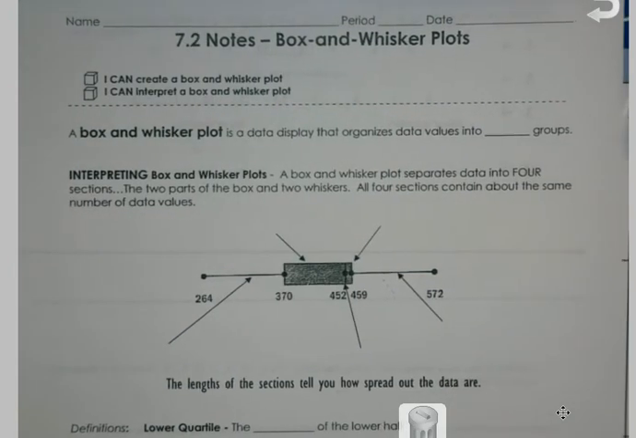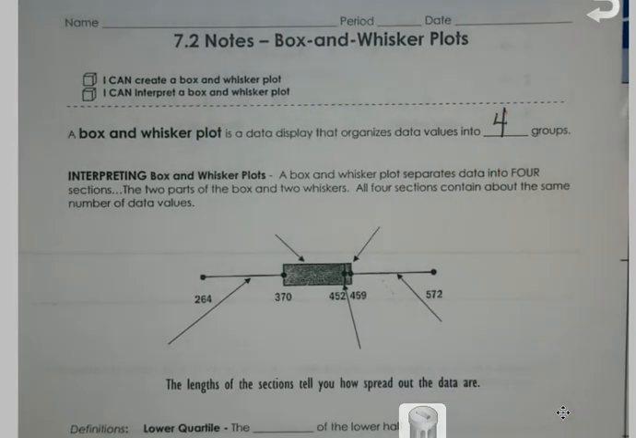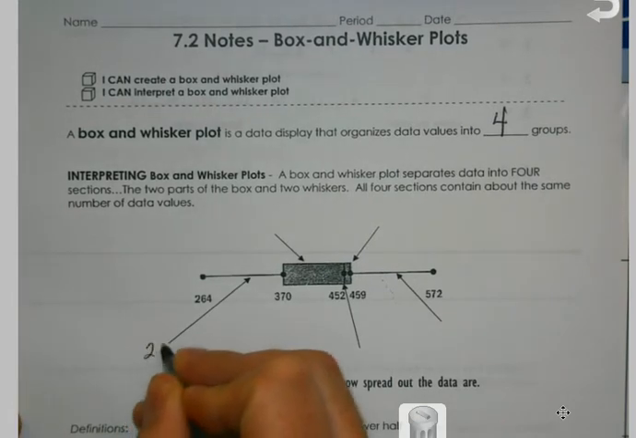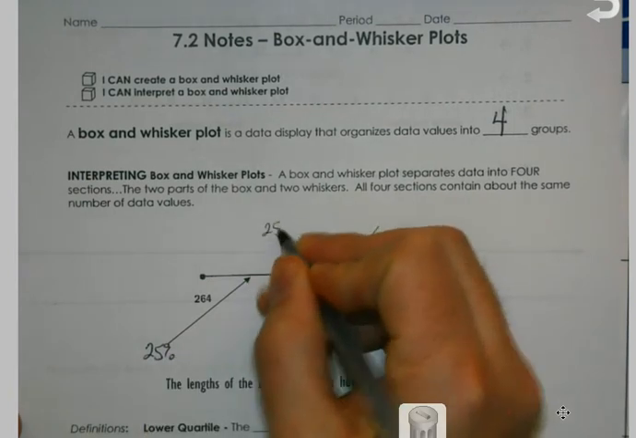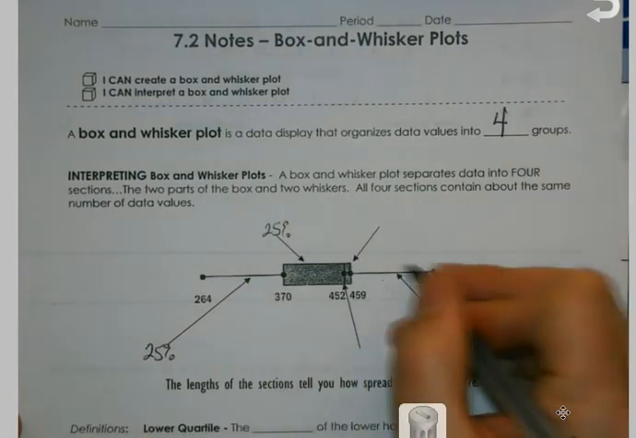So our box and whisker plot is a data display. It's a visual picture that organizes my data into 4 groups, the quartiles that we just got done talking about. So 2 parts of this box and 2 whiskers. So it points at all the different sections and things here that we're working with. So for instance, we're looking to see all these different values in all these different spots, and I've got these quartiles in there. But remember, there's 25% in each of these.